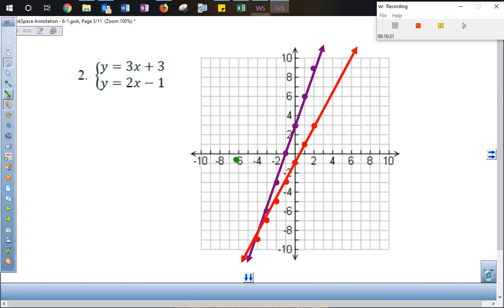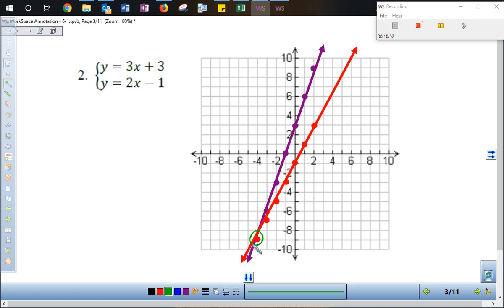Let's find out what our answer is. Our answer is where our two lines cross each other. Okay, let's try again. Now our answer is going to be where our two lines cross each other. They cross each other right at this ordered pair, so this ordered pair is going to be our solution. So that ordered pair is -4, -9.